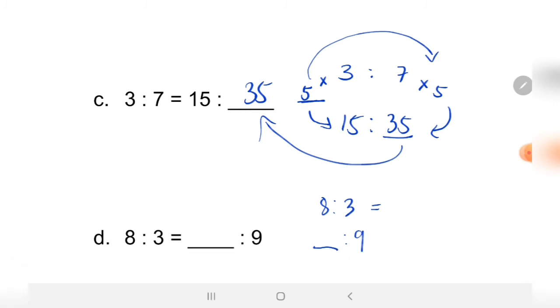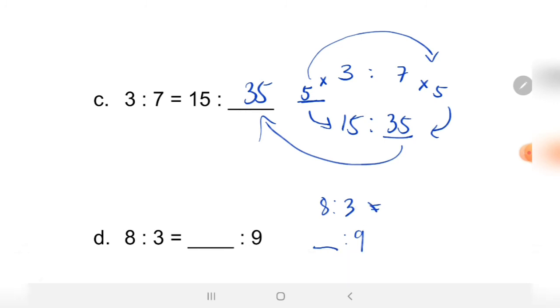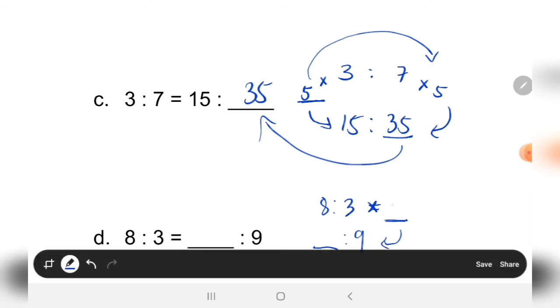Okay, so in here, 9 is bigger than 3. That means we multiply something in here so that our answer is 9. So what would be the number? And that is 3. 3 times 3 equals 9.